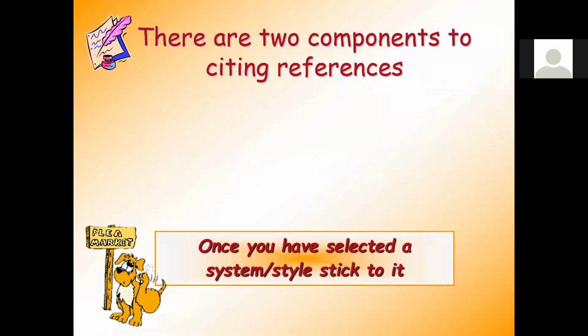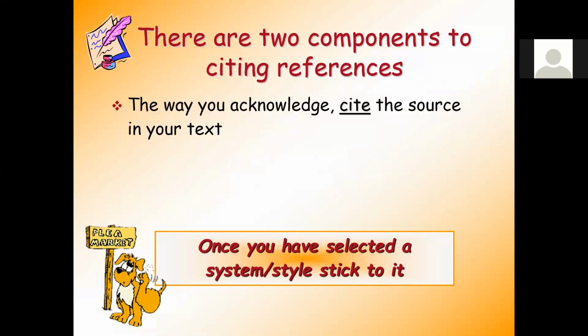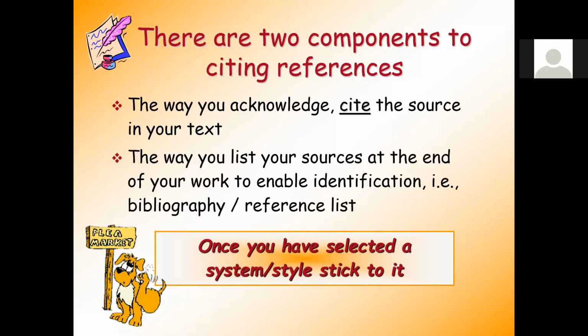So when you're citing references, there are two components. One is how you acknowledge or cite the source in your text. You're writing your text, and within the text you're putting the reference. At the end of it, you will list all your sources, your list of references. If you are writing a bibliography, it can be more than what you have cited in your text. So there are two things. One is how you cite within your text. Number two, how you list your sources at the end. These are the two components to citing references.